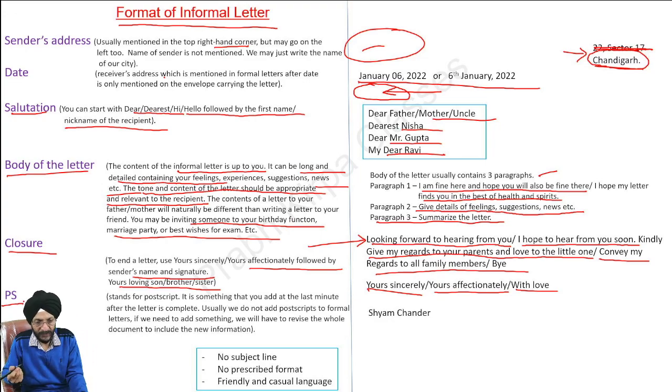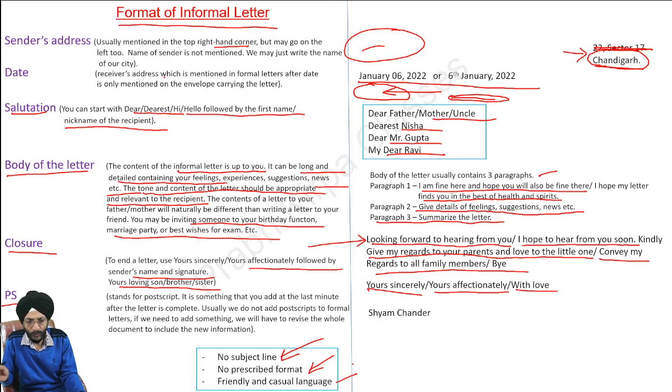Now, next point is, what is PS? We may also understand that in the case of an informal letter, there is no subject line. In the case of a formal letter, there was a subject which we have to mention. But in the case of an informal letter, there is no subject line before the salutation. Here you will not find any subject. Format is not prescribed. You may write any number of paragraphs depending on your feelings and suggestions. The tone of the letter is friendly and casual. We have not to be very formal. However, we have to be respectful and to use simple language.